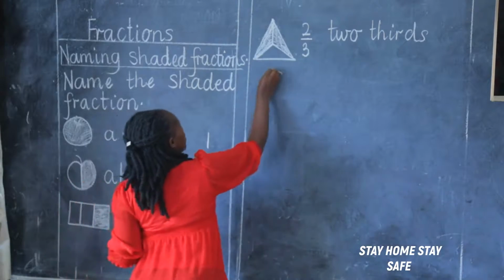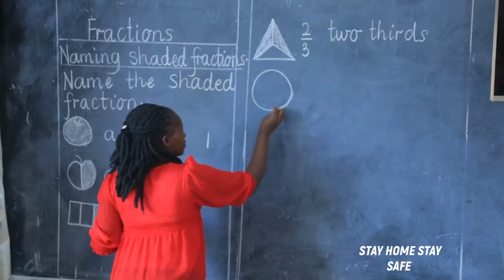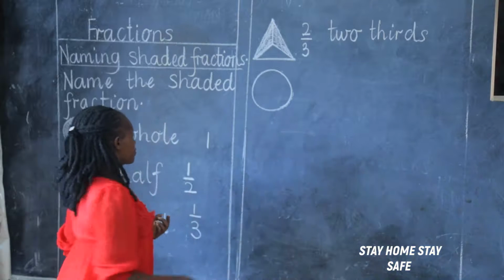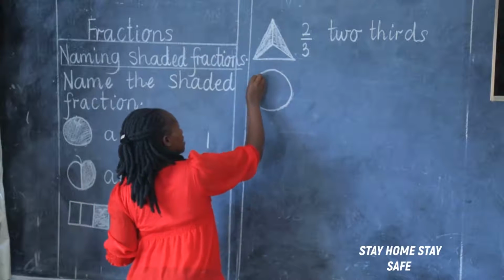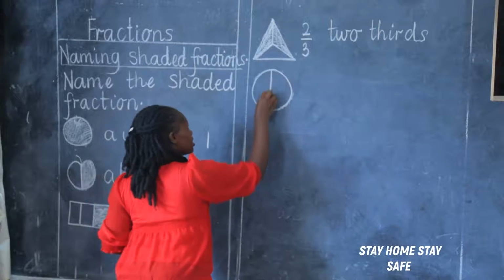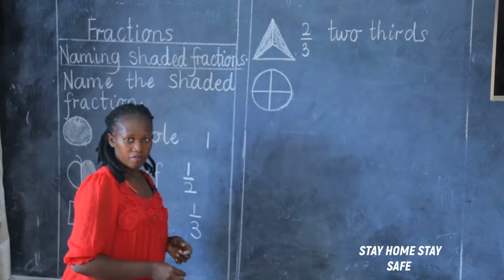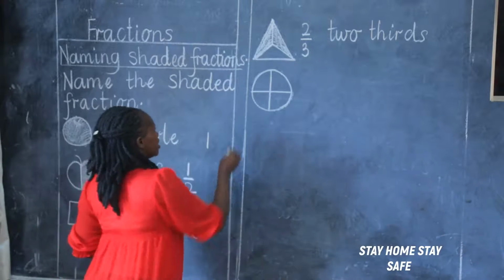I have this one now. How do you think this one is? A biscuit. My biscuit, I'm going to divide it into equal parts. How many are they? 4. Let me shade.